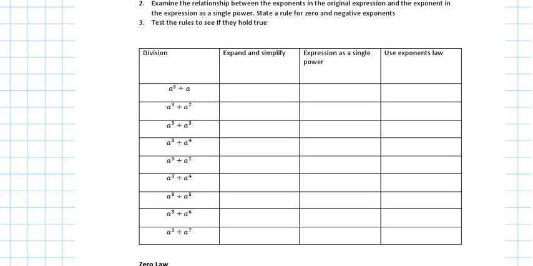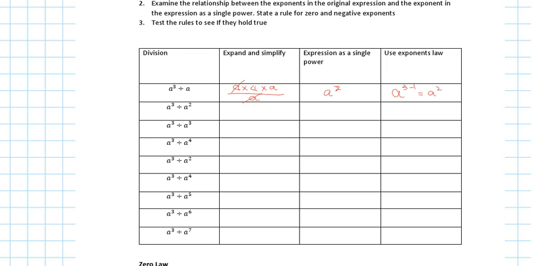Okay? So if I do the first one with the expanded format, I just have to write a times a divided by a, right? And then what do I turn out with? What's the answer here? A squared. And if I do my exponent law, it's just 3 take away 1, which is a squared. Okay? So you see that if I do the exponent law or if I do the expand and simplify, it's going to match. Okay? Let's look at the next one.